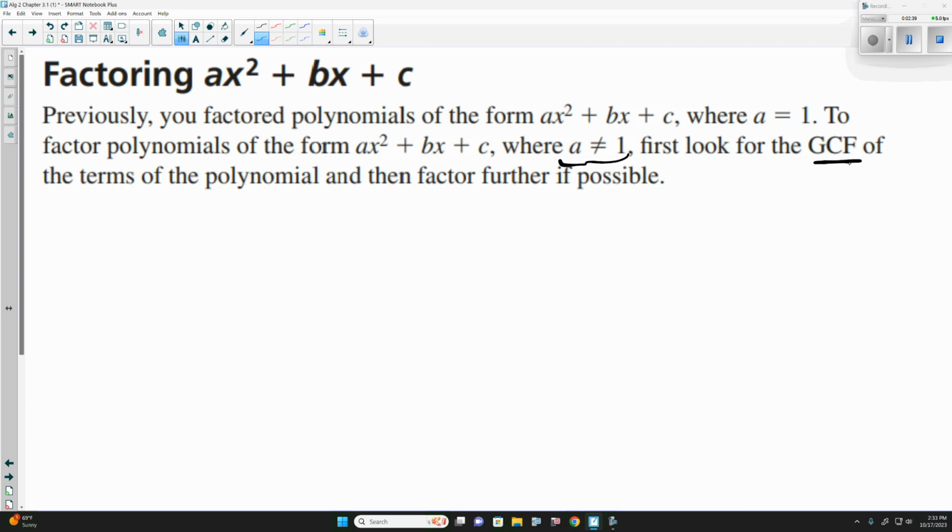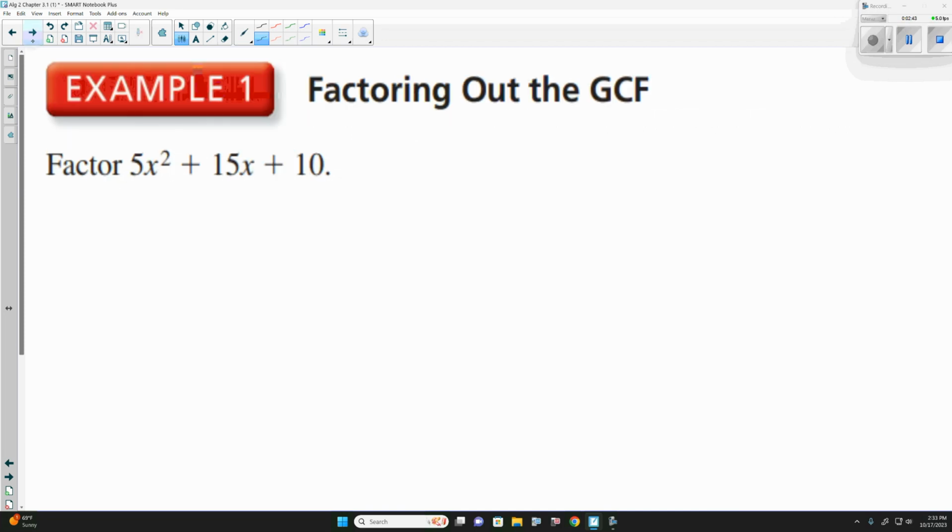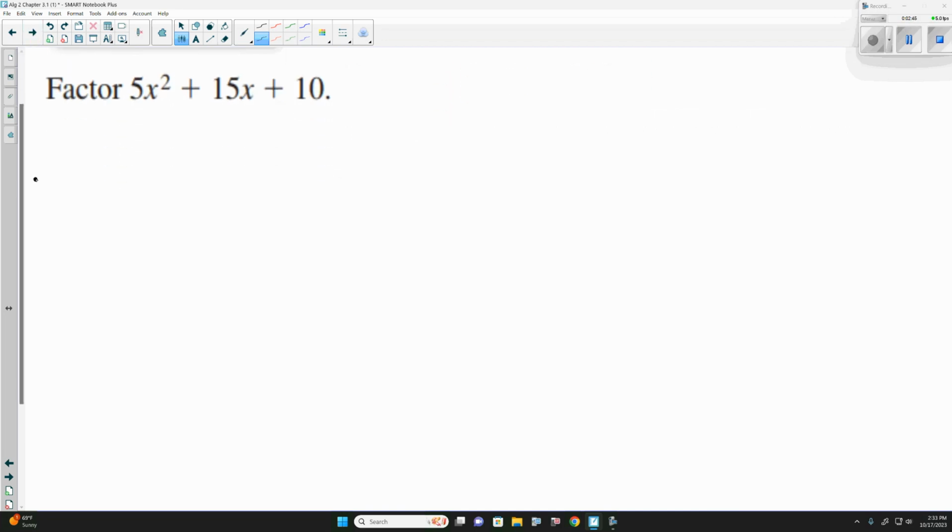And in any of the different methods for factoring, the first thing we're going to look for is a greatest common factor. Now, there are different ways to factor, but all of them agree that the first step in factoring is to see if it has a greatest common factor. If it does, we're going to factor it out.